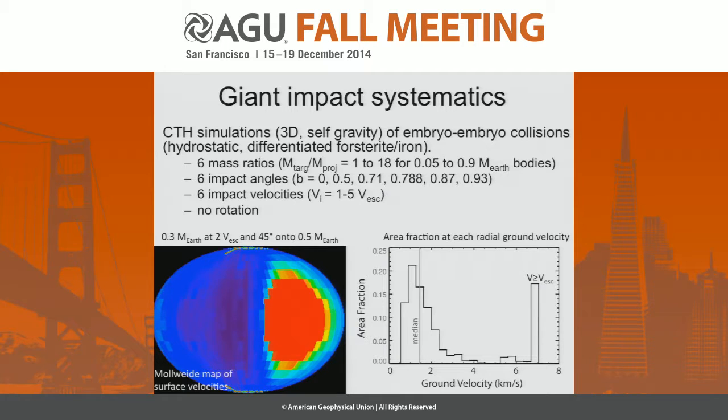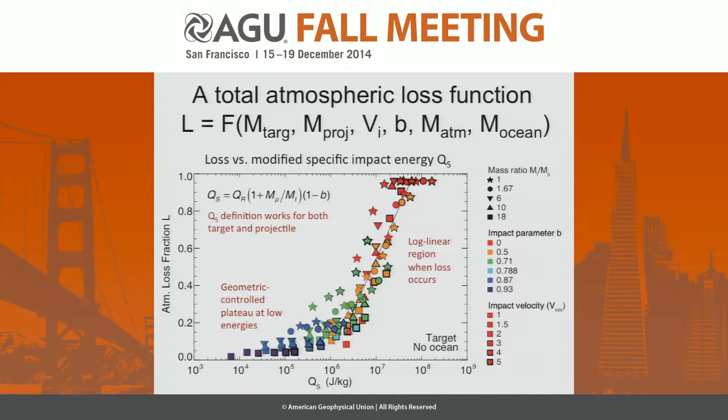And so there's a distribution of surface velocities, and for each surface velocity of the ground, we use a one-dimensional calculation of the gas loss above that parcel to calculate total atmospheric loss. So it's a combination of 3D hydrocode impacts to derive the field on the surface of the planet, coupled with a one-dimensional loss calculation to determine total atmospheric loss. And this is what it looks like. Total atmospheric loss as a fraction of the pre-existing atmosphere versus specific impact energy.